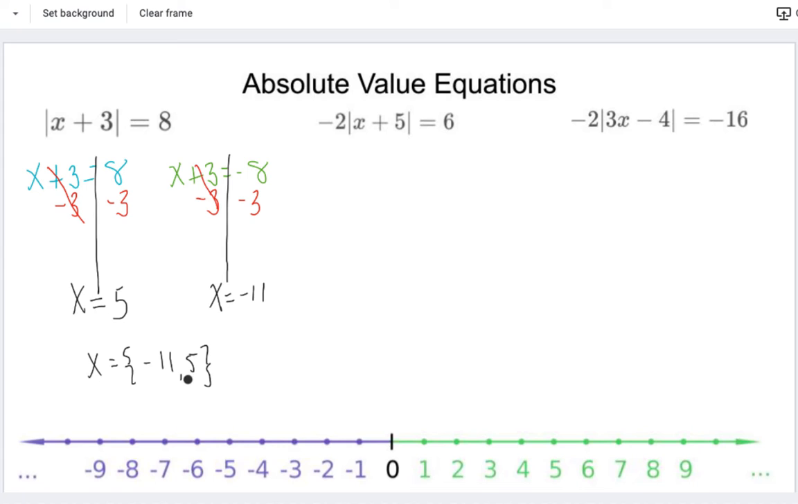So remember these funky looking brackets here, they mean a set. So you have the solution set is negative 11 and 5.